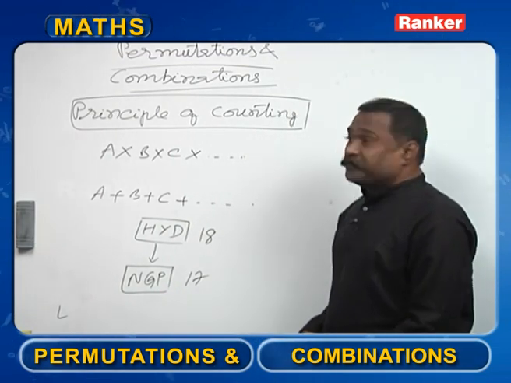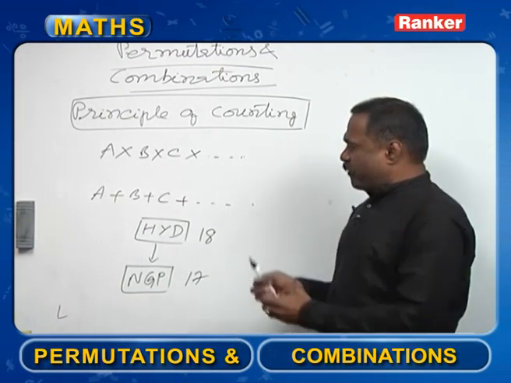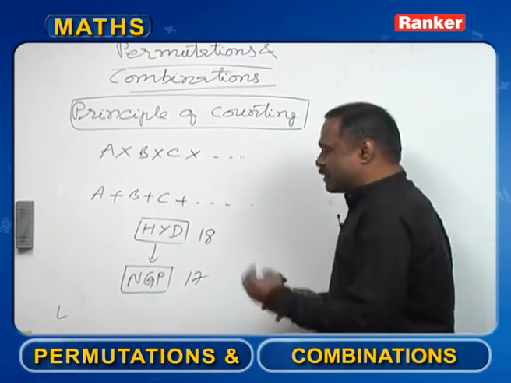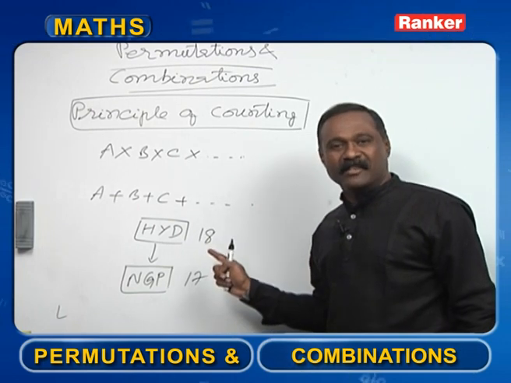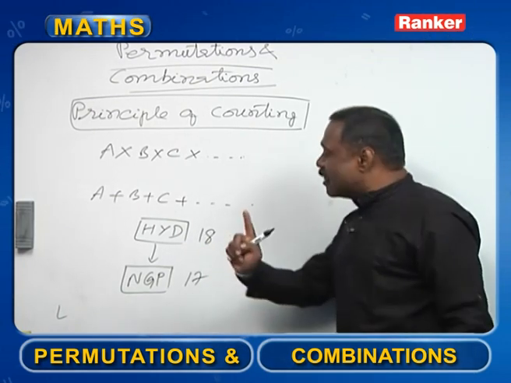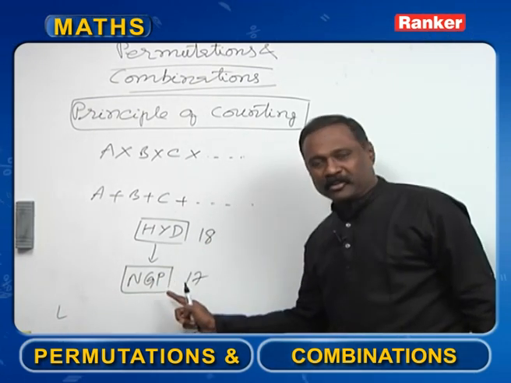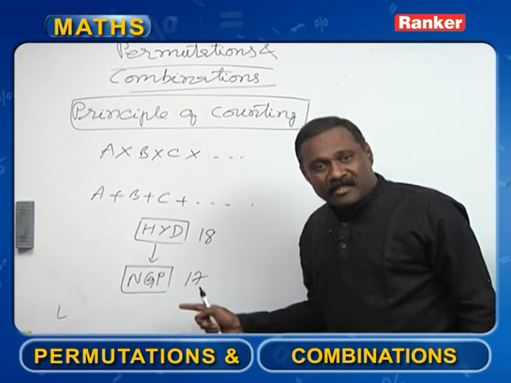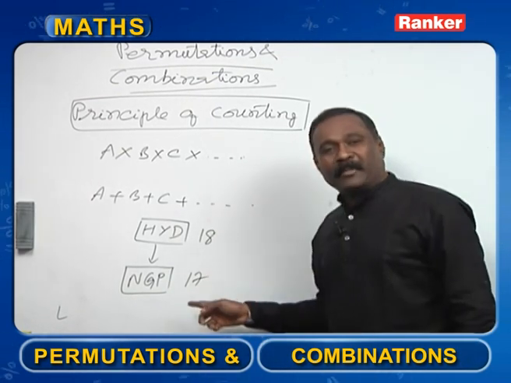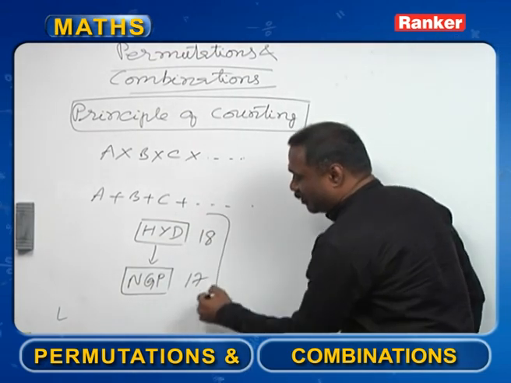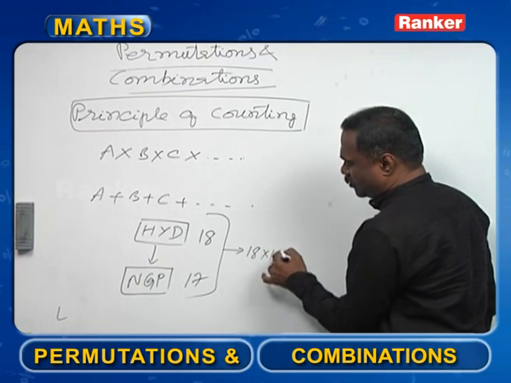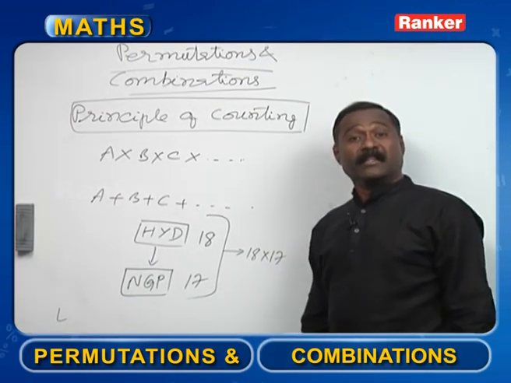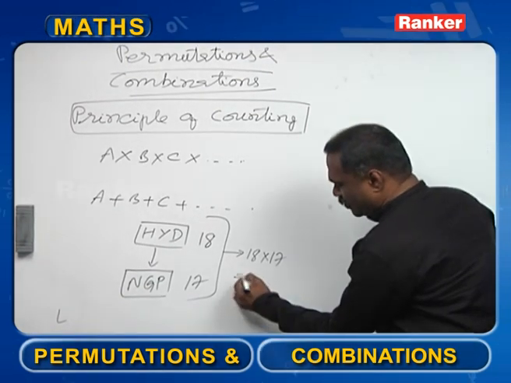So here, in the principle of counting, the first operation of printing the station in the first place can be performed in 18 different ways. And the second operation can be done in 17 different ways. So these 2 operations, one after the other or simultaneously, can be performed in 18 into 17 different ways.